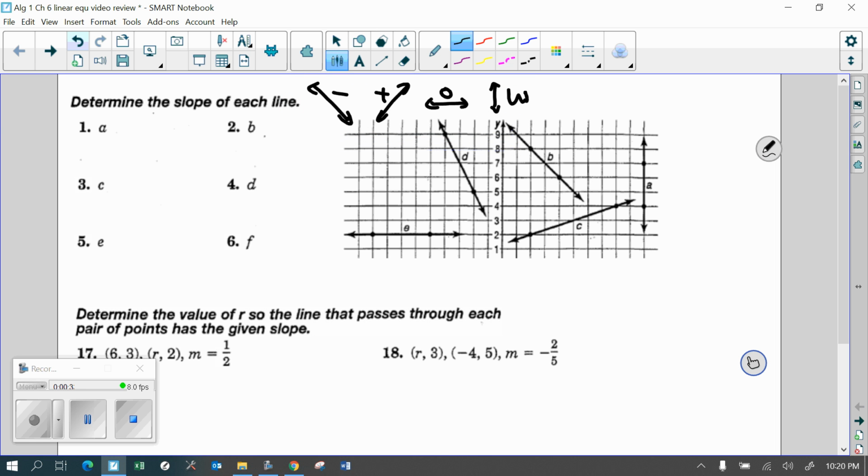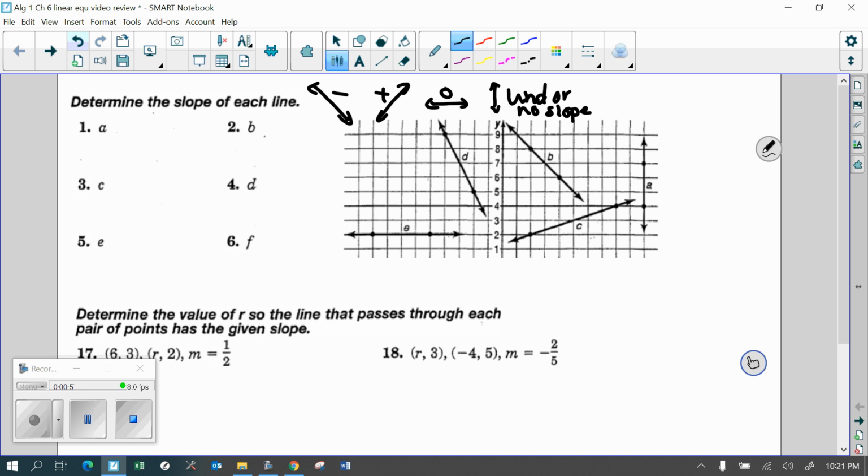Vertical is either undefined, UND, or sometimes called no slope. Okay, so you should know that from middle school, pre-algebra. So we can see E is a zero slope, C is positive, A is undefined, B is negative, and D is negative. Okay, so now how do I find the slope?